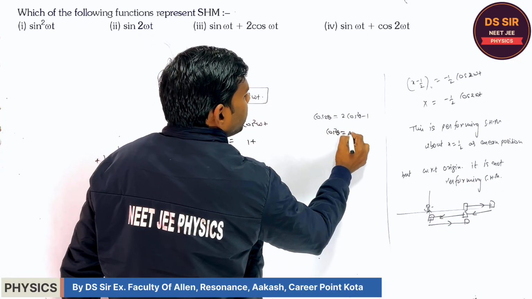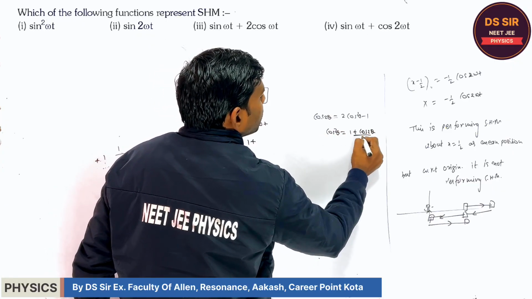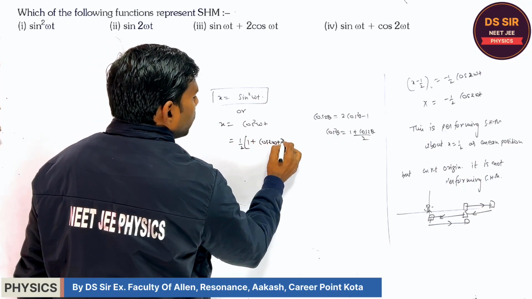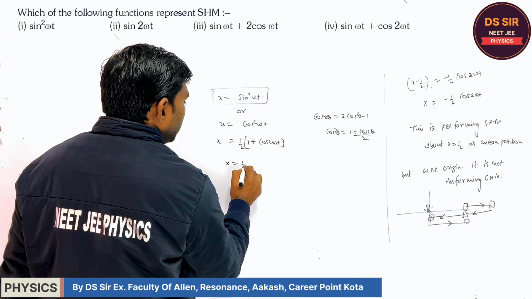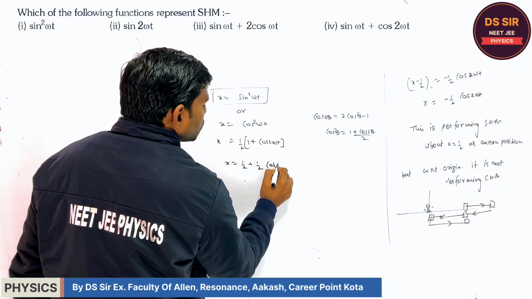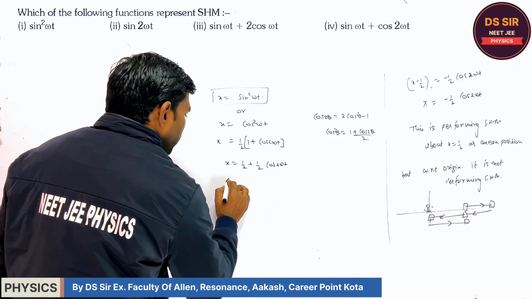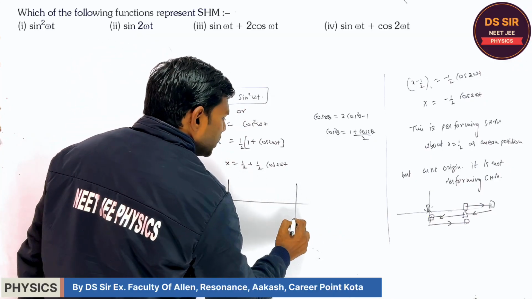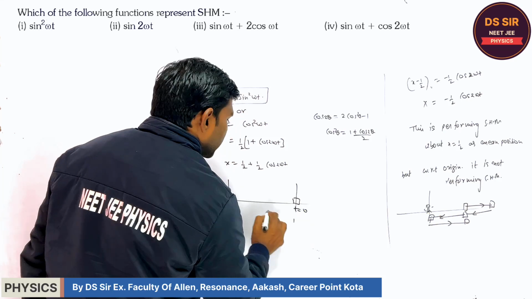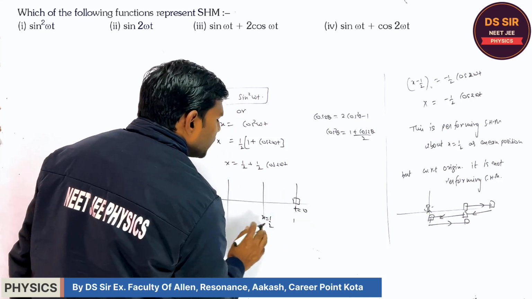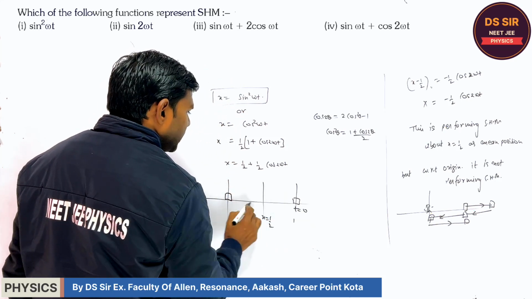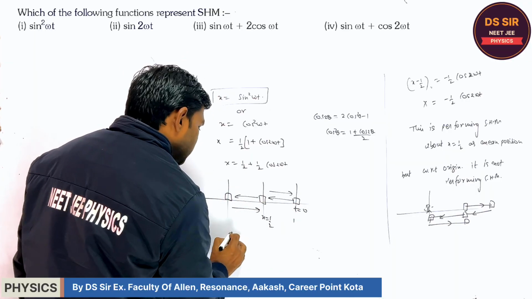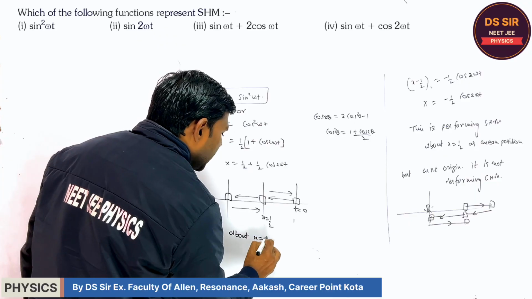So cos² theta may be written as (1 plus cos 2 theta) by 2. So it may be written as 1 by 2 plus 1 by 2 cos 2 omega t. Right. So it starts its motion at t equal to 0. At t equal to 0, the particle is over here and it performs SHM about the mean position, like this, so about x equal to 1 by 2.